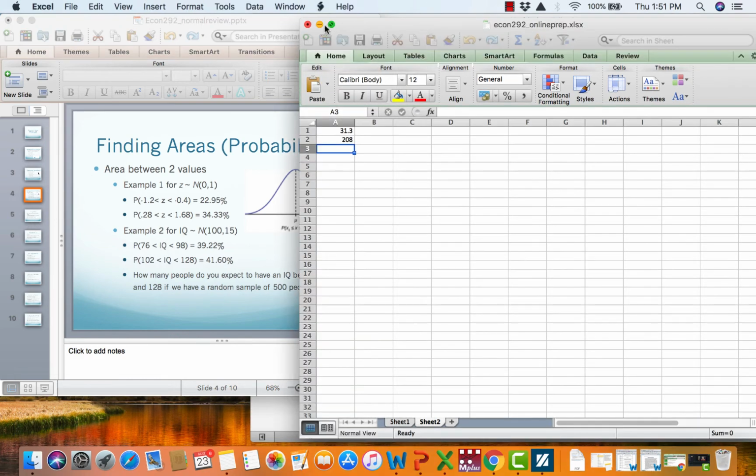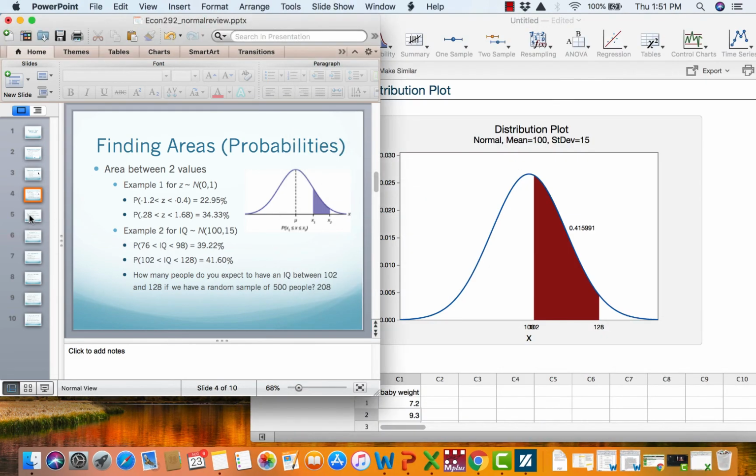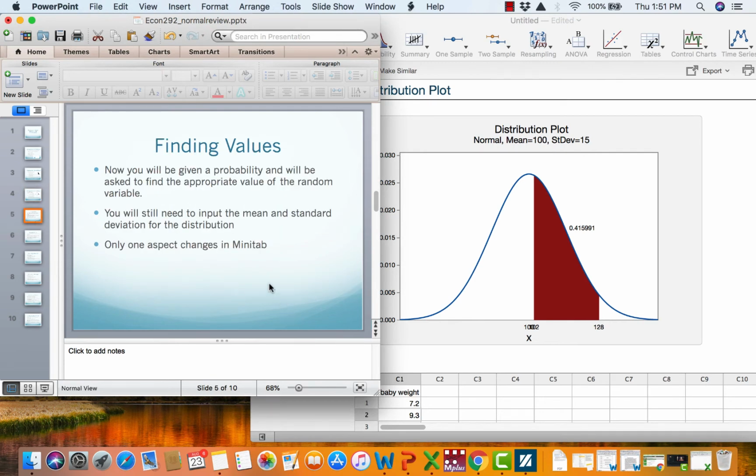Now, minimizing Excel again, let's flip this process. Now we actually want to find values. So what's changing? Well, now you will be given a probability and will be asked to find the appropriate value of the random variable. What's important is that you will still need to input the mean and standard deviation.